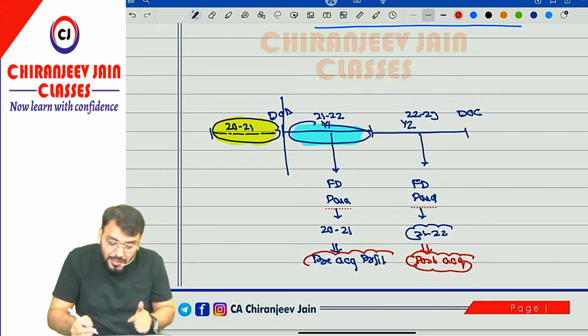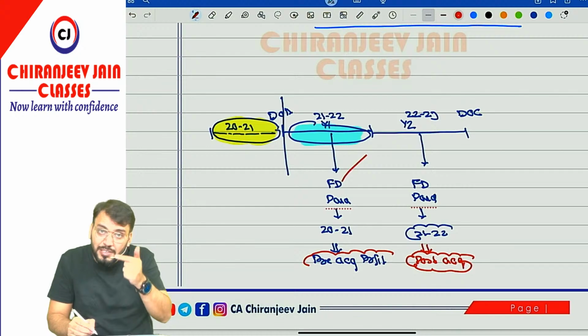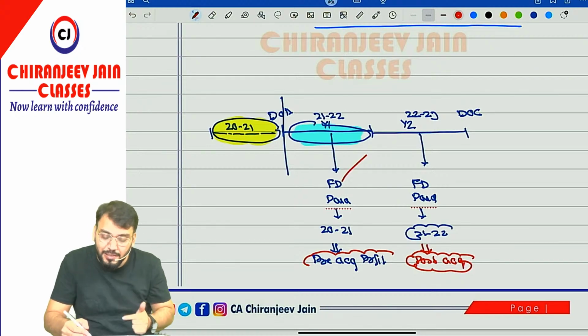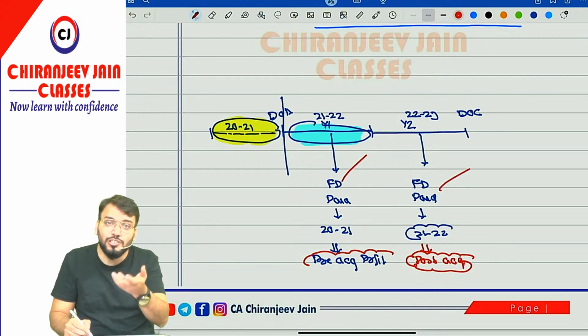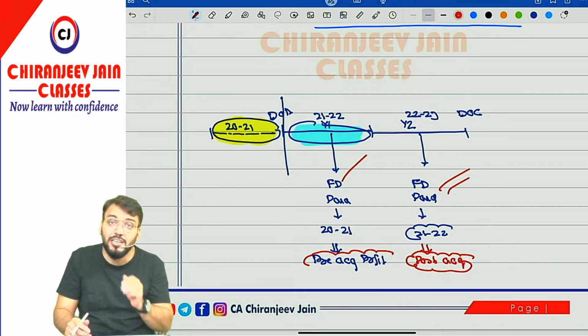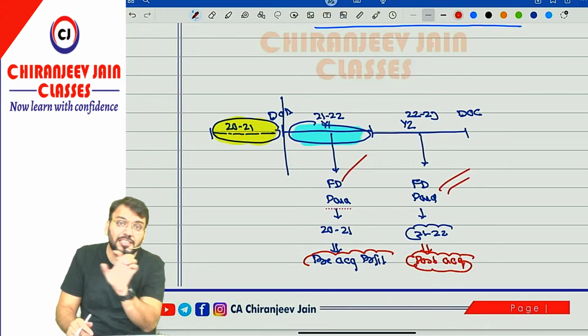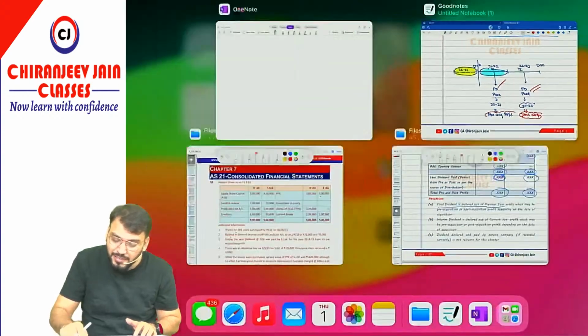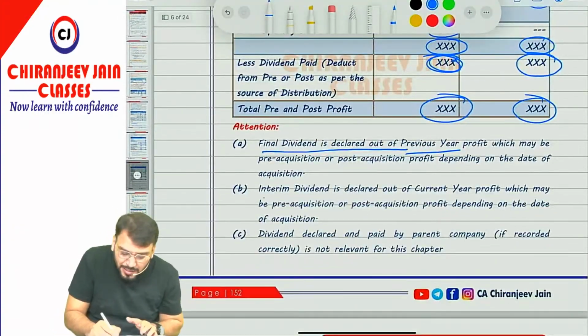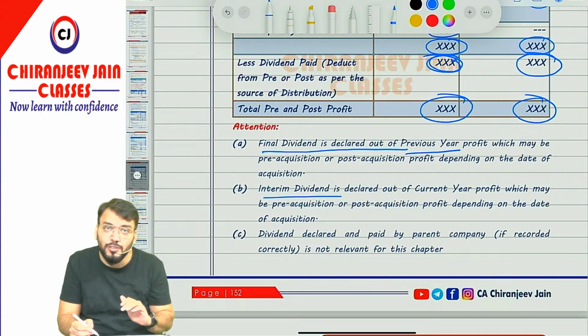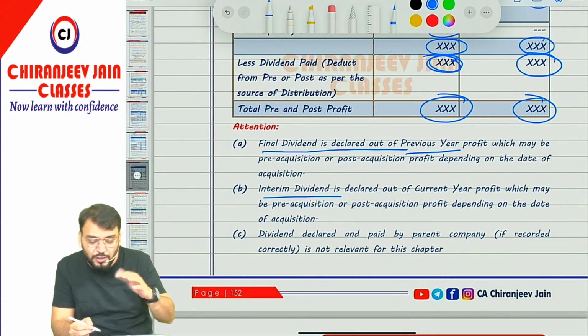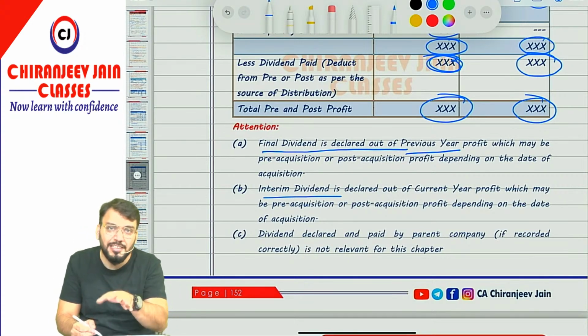So what I want to say: if this dividend has been declared from pre-acquisition profit, then deduct from pre. If this dividend has been declared from post-acquisition profit, then deduct from post, after allocation in time ratio. Understood this point? Yes, so that information only I have given. Same thing, interim dividend is declared out of current year profit, which may be pre-acquisition profit or post-acquisition profit as per the date of acquisition.